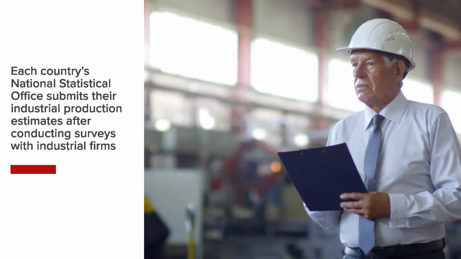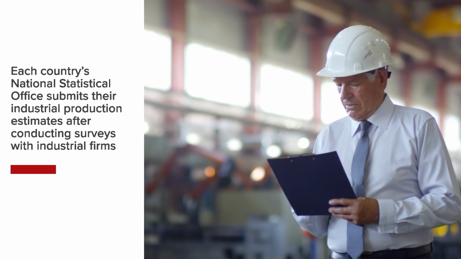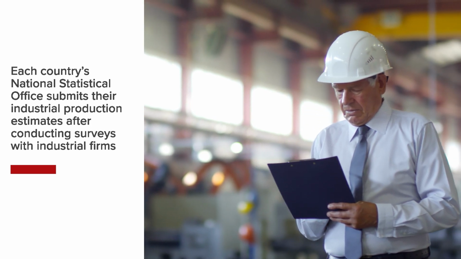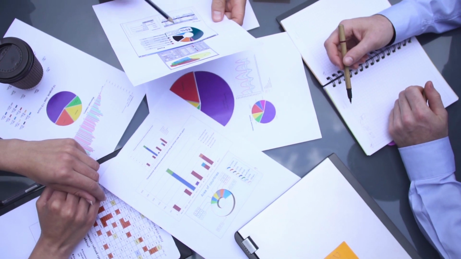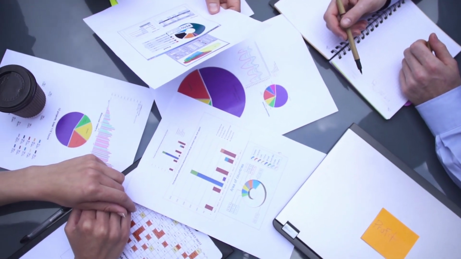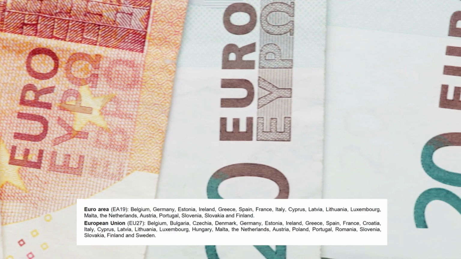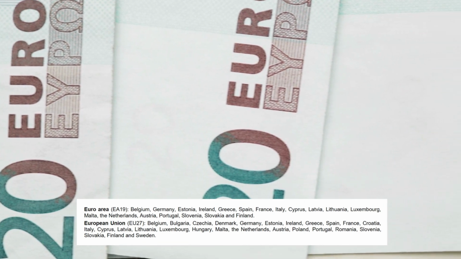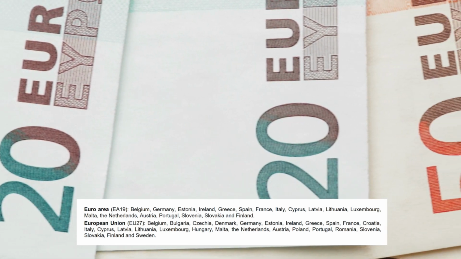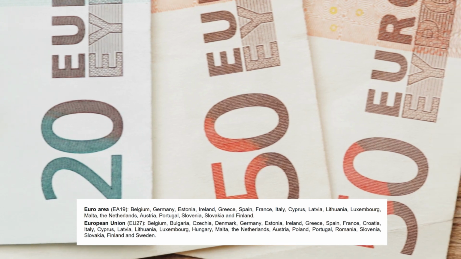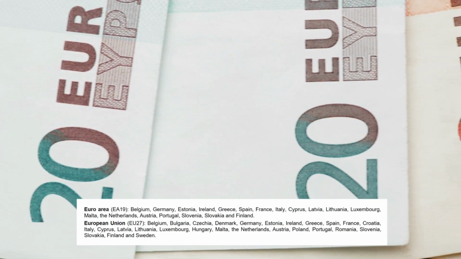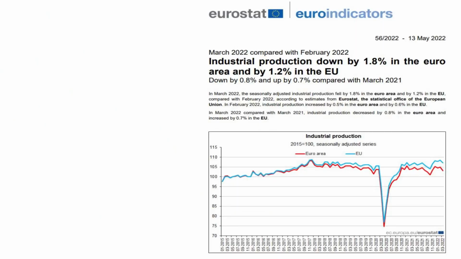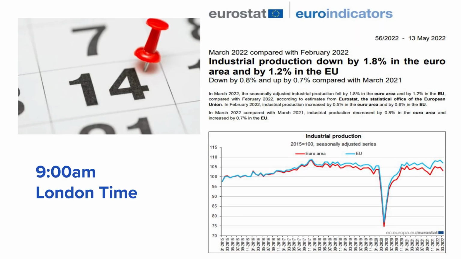Each country's national statistical office submits their industrial production estimates after conducting surveys with private sector industrial firms. Eurostat collects the information and then performs aggregations and weightings. The data release aggregates industrial production data for the euro area, 19 nations that use the euro currency, and separately aggregates data for the European Union, 27 nations to include the countries that don't use the euro currency. The data release is published monthly near the 14th day of the month at 9 London time.